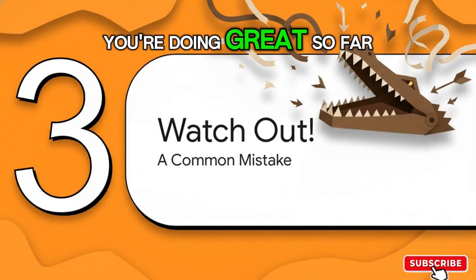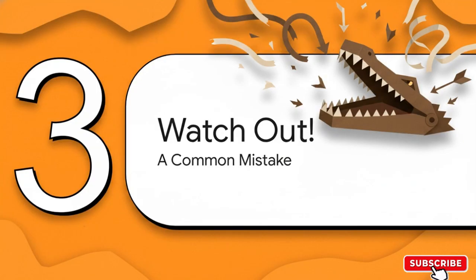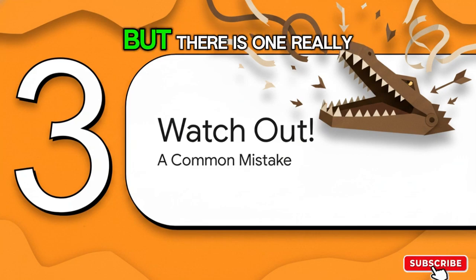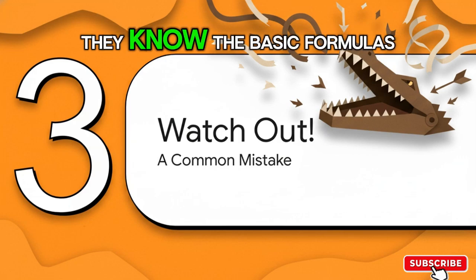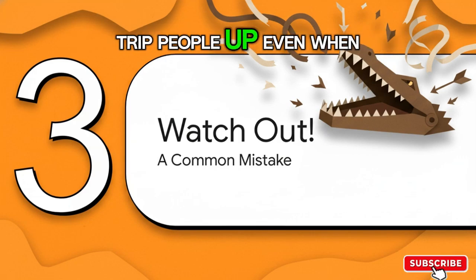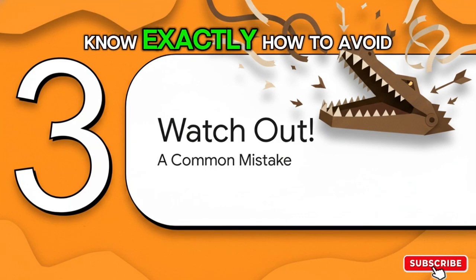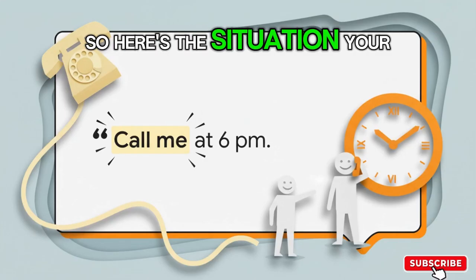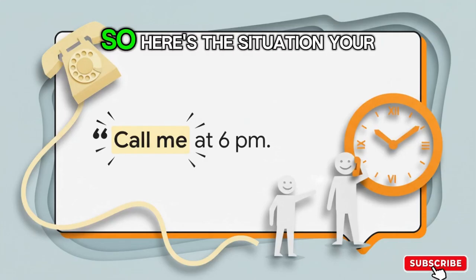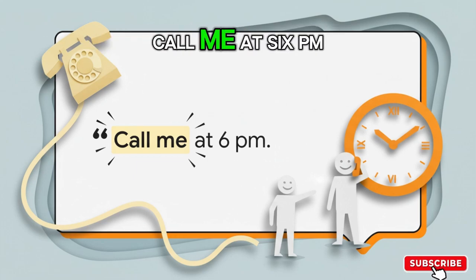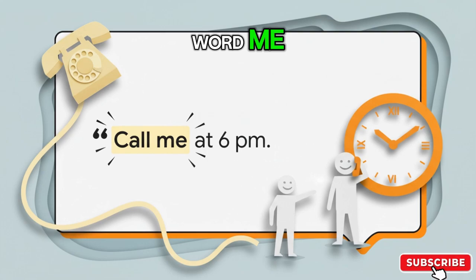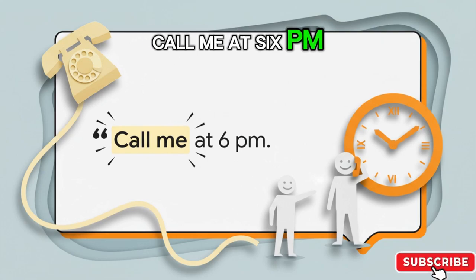Okay, you're doing great so far. But there is one really common trap that can trip people up, even when they know the basic formulas. So let's make sure you know exactly how to avoid it. So here's the situation. Your friend says to you, "Call me at 6 p.m." Really pay attention to that word, me.